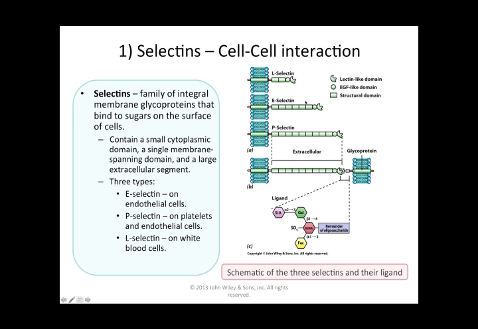E-selectin, this one here, is going to likely be on endothelial cells. P-selectin can be on platelets and endothelial cells, and L-selectin is something important on a white blood cell or a leukocyte. And L-selectin is going to be important when you think about white blood cells trying to get to sites of inflammation.